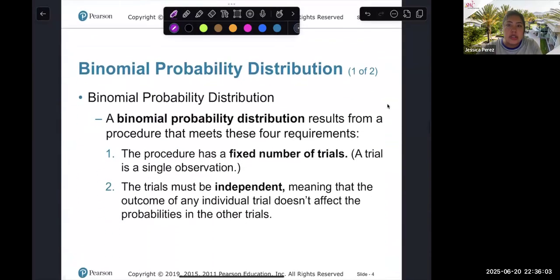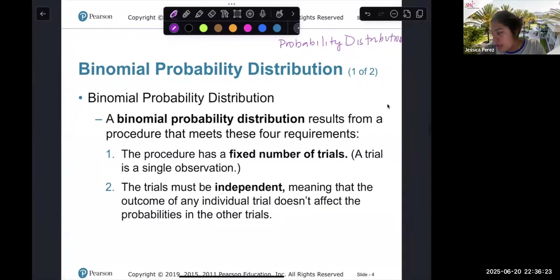So what are the conditions, or what is a binomial probability distribution? A binomial probability distribution results from a procedure that meets four requirements. Remember, a regular probability distribution has three requirements. A binomial distribution has four different requirements.